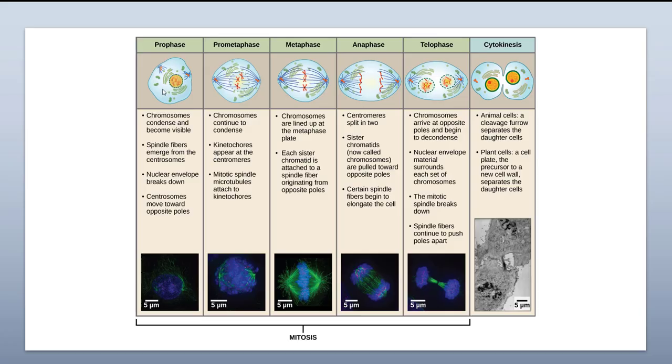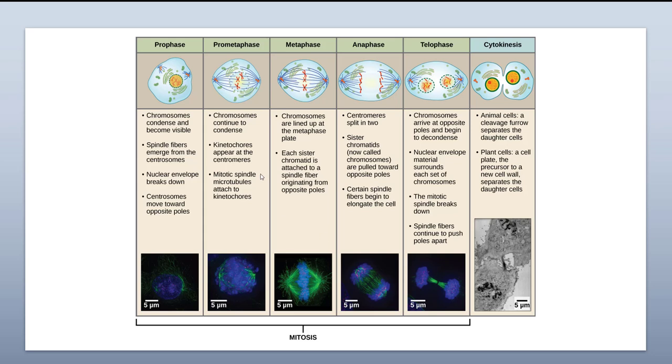So here are our 5 stages: prophase, prometaphase, metaphase, anaphase, and telophase. The Amoeba Sisters video just had prophase, metaphase, anaphase, and telophase, so they combined prophase and prometaphase as one category. Let's go through each in detail.